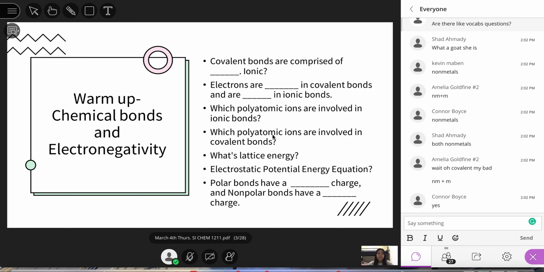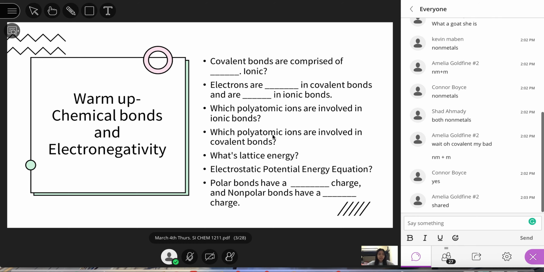Yes, okay. Then that's correct. Ionic is nonmetals plus metals. And metalloids also count as just like a metal, by the way. Transition metals, obviously, those are metals as well. And then electrons are blank in covalent bonds. What happens to electrons? They're shared. Okay, do we agree with that?